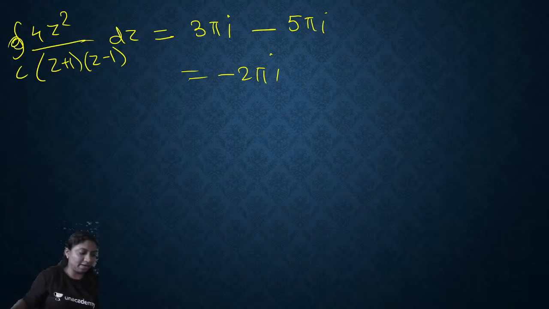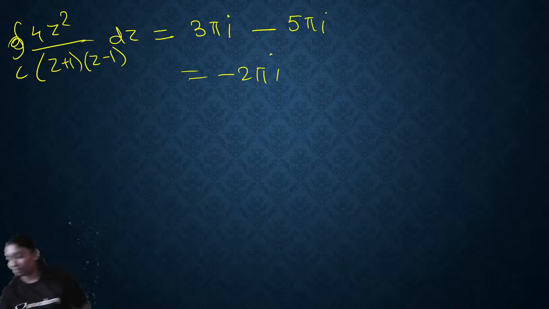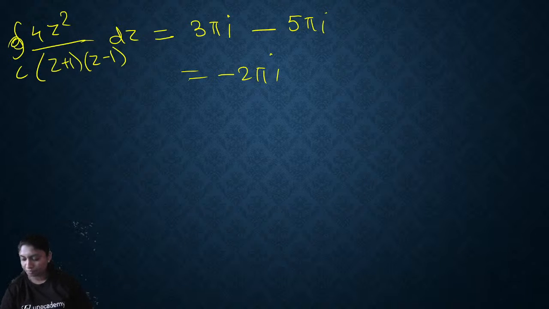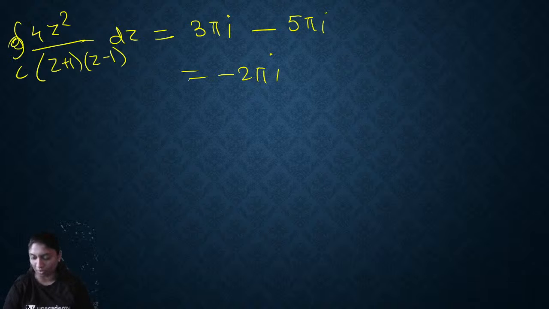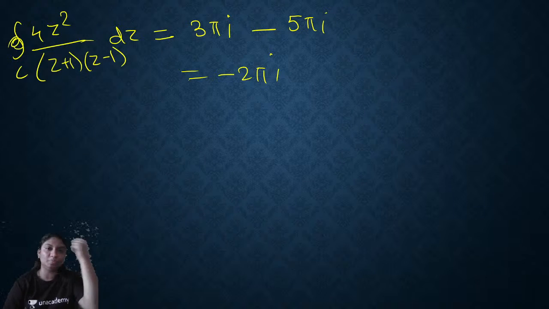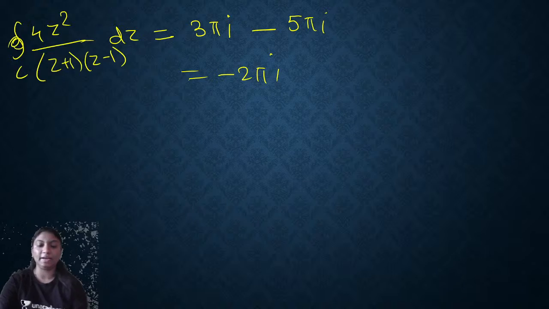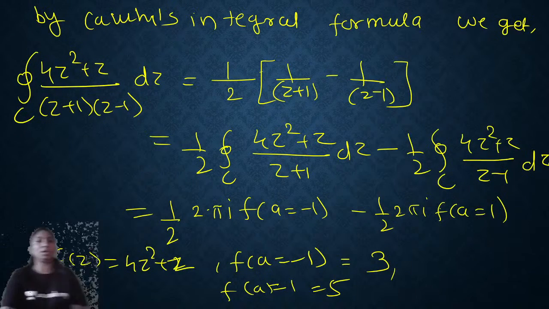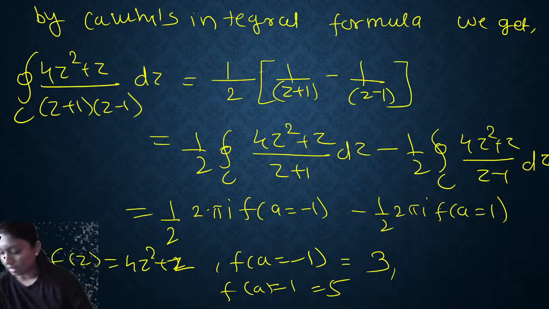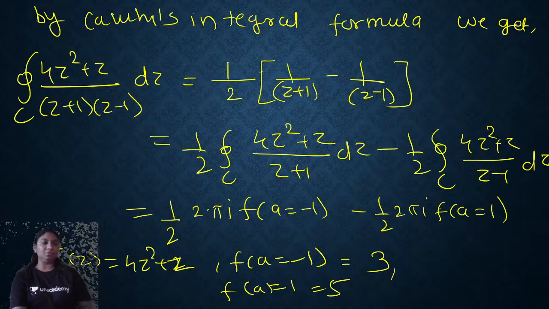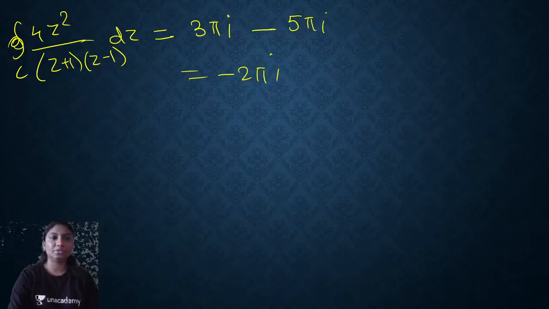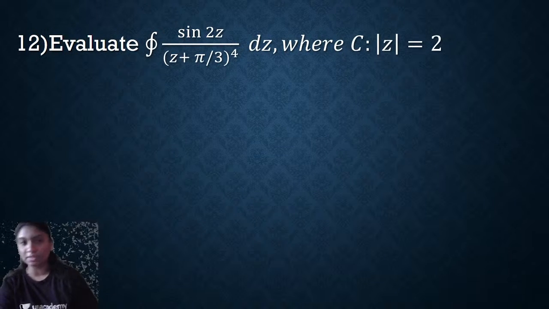I hope you are getting it here. Is it clear how to evaluate the integral? So here 3 pi i minus 5 pi i, so minus 2 pi i is the final answer. I hope you are clear how to evaluate the integral by using Cauchy's integral theorem and Cauchy's integral formula. Also, we'll see one or two examples here.